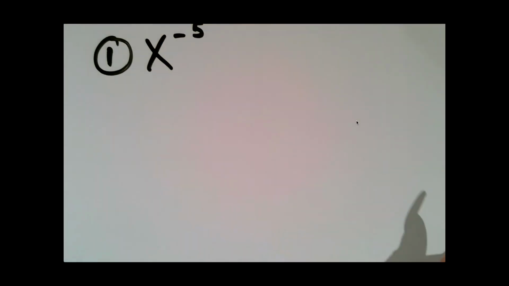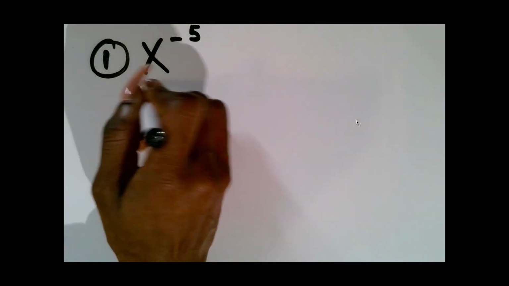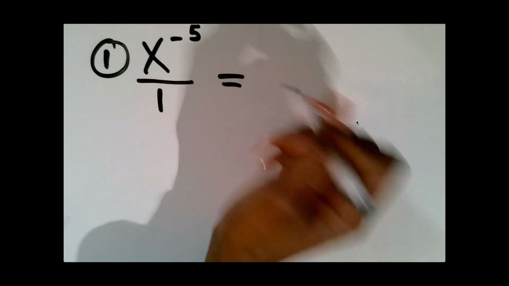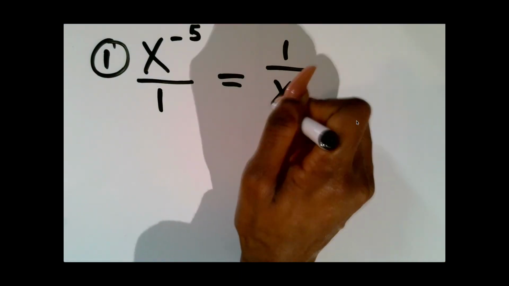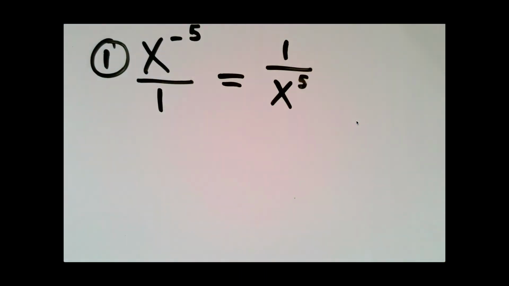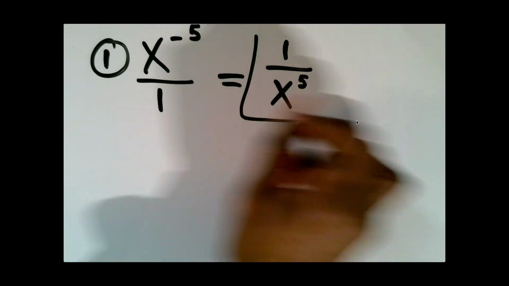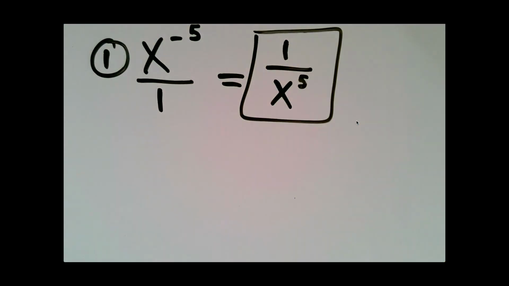I'm going to imagine this over 1, right? Because we all know this is over 1. And in order to get this negative 5 to be positive, I'm going to take the reciprocal. So this becomes 1 over x to the positive 5. And that's what that would look like.